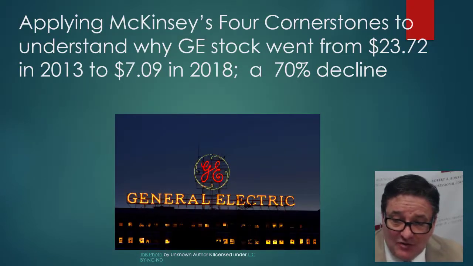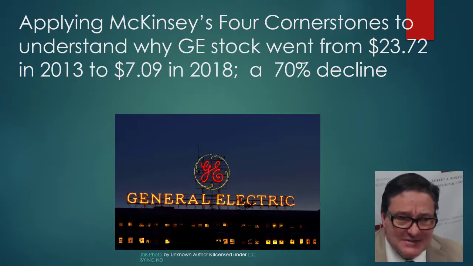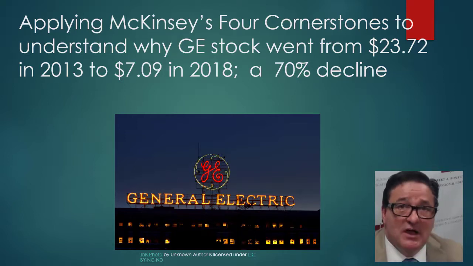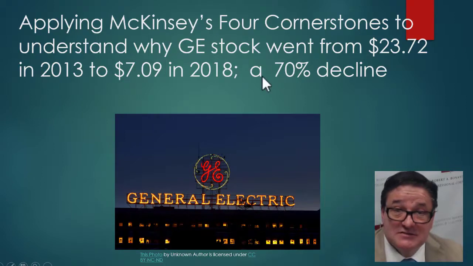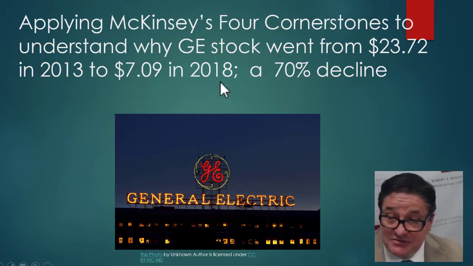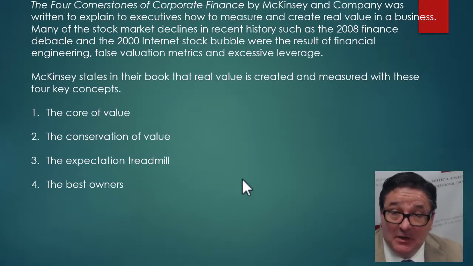Now, if you look at McKinsey's four cornerstones, to understand how these work, I'm going to apply it to GE stock. And the reason I'm going to do this is because obviously GE is a very good company, or was a good company. It's been around for 100 years. It has lots of access to capital, the best and brightest managers, etc. Yet this company lost focus. And their stock went from $23 in 2013 down to $7 in 2018. This is a 70% decline. So let's take a look at how the four cornerstones of finance would be applied to this company.